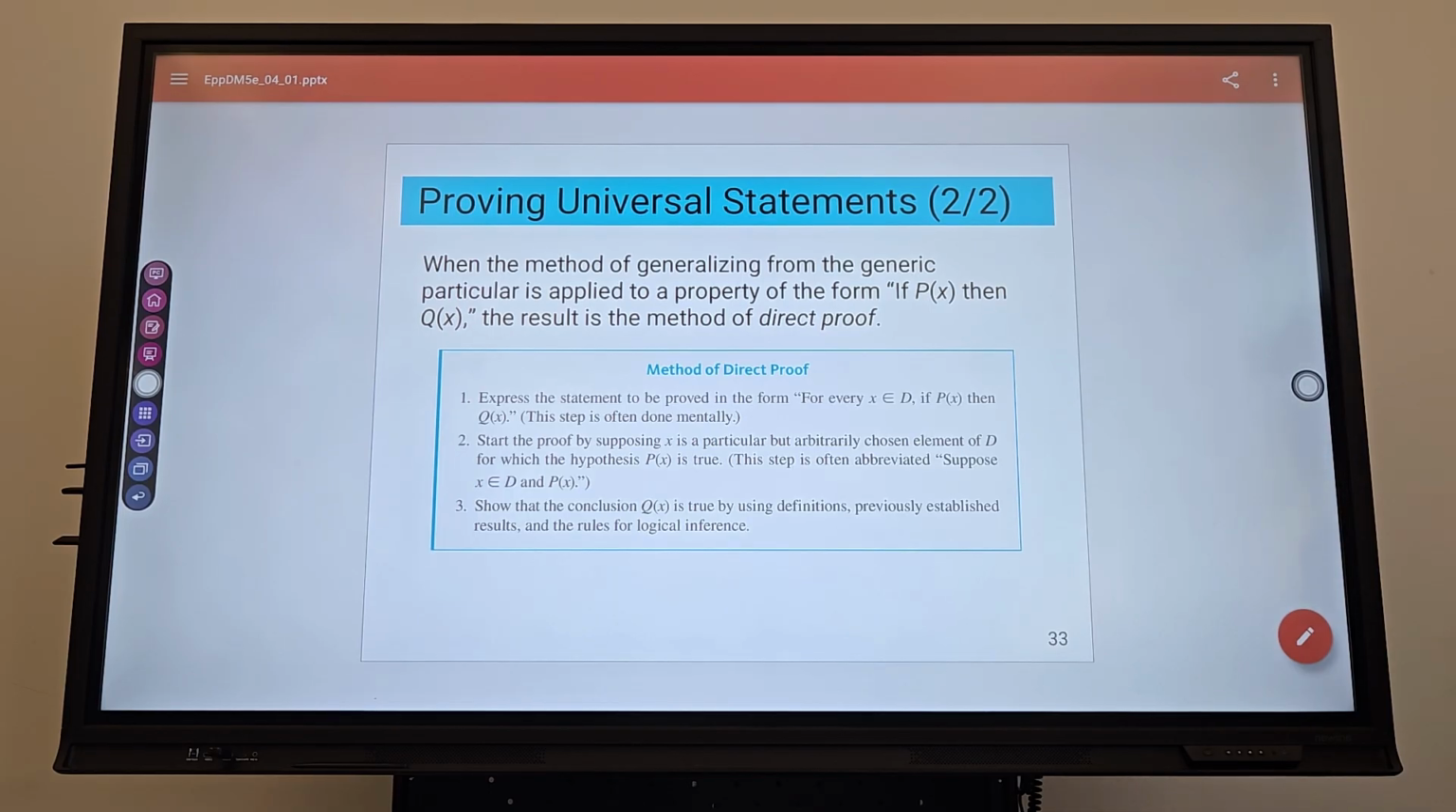And that is step 1: express the statement to be proved in the form of, for every X in D, if P of X, then Q of X. Start the proof by supposing X is a particular but arbitrarily chosen element of D, for which the hypothesis P of X is true. Abbreviated: suppose X is an element of D and P of X is true. Show that the conclusion Q of X is true by using definitions, previously established results, and the rules for logical inference.